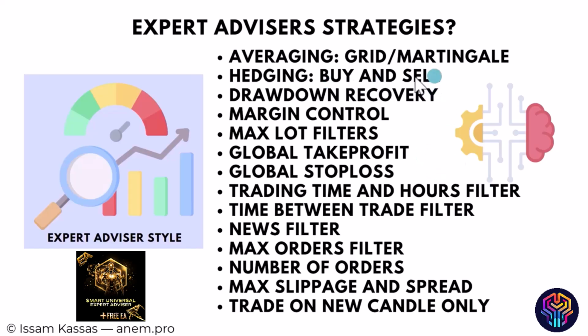And what happens when we open another trade with, for example, double the lot size, is that we increase the level of the take profit, and we bring the take profit closer to the current price. That's exactly what grid, martingale, and averaging means. It's as simple as that.